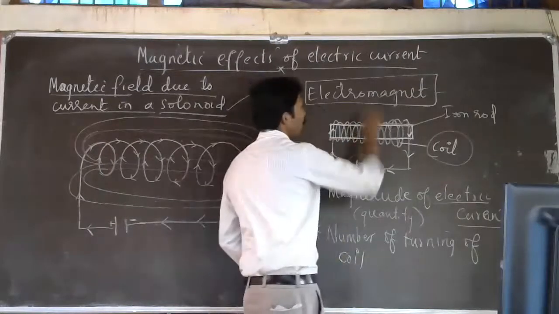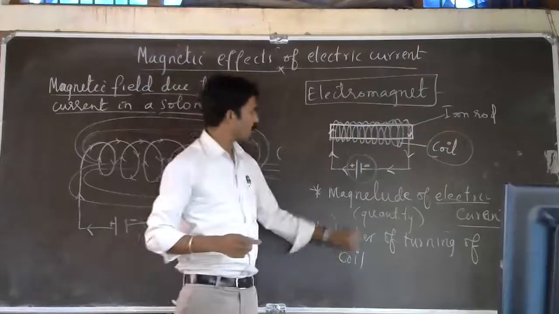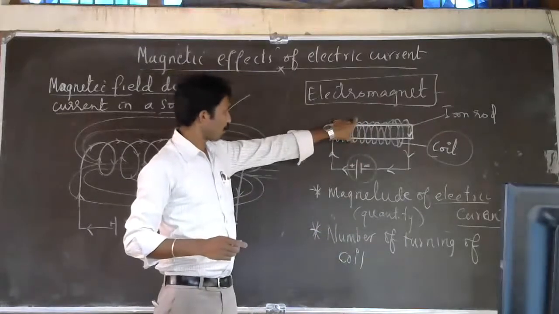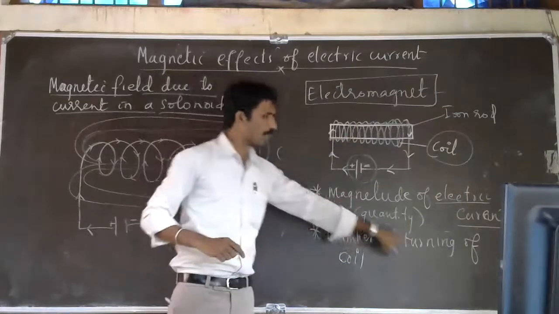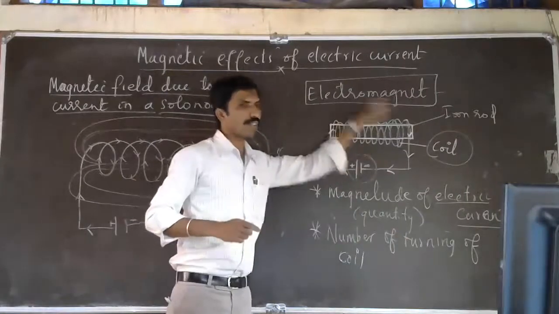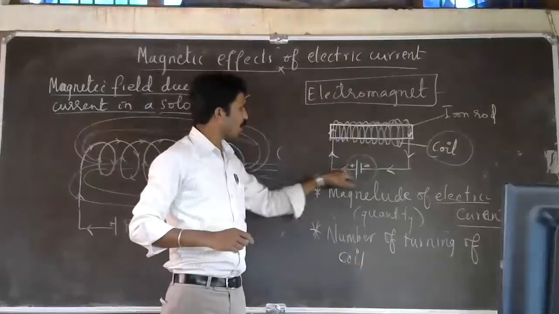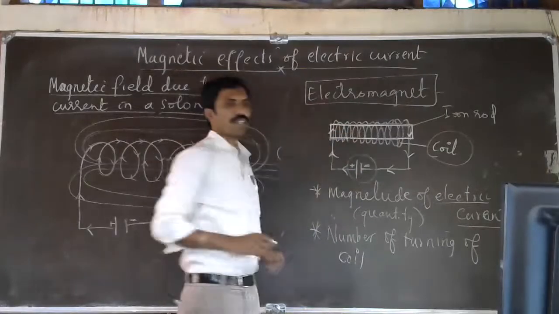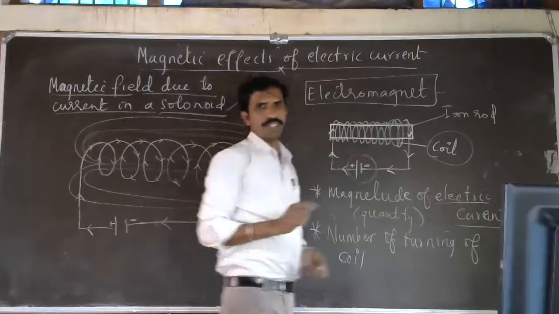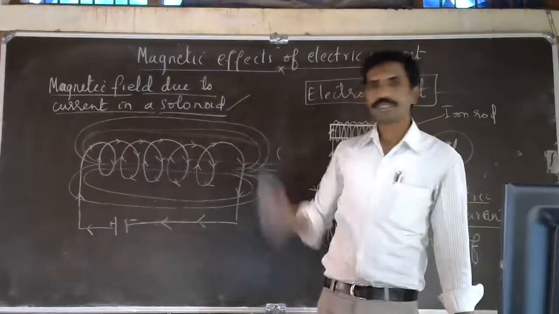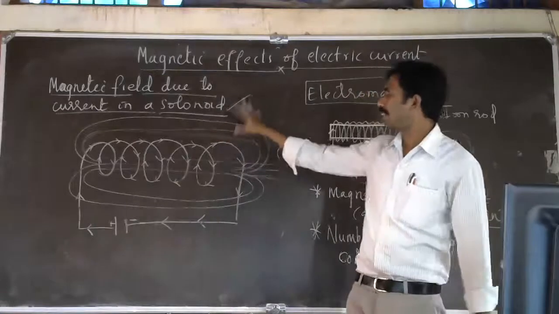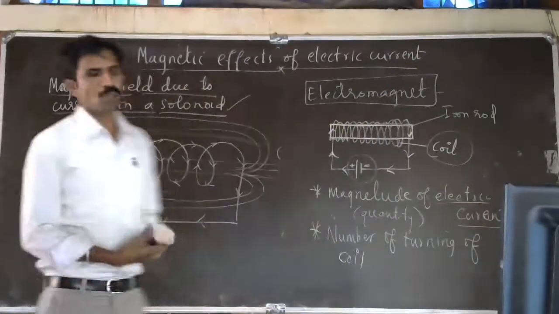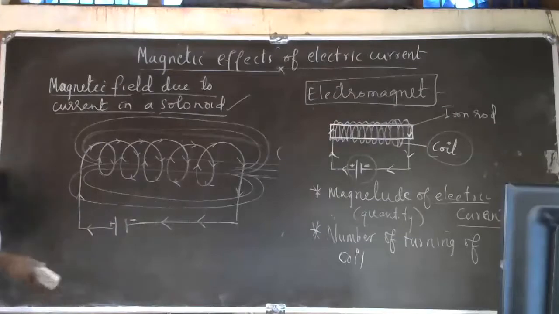This is a coil. How many number of turnings are there? That depends on the power of the magnet. The strength of the magnet depends on the number of turnings of the coil. How much number of turnings are there? On that it depends. And also it depends on how much current you are giving to a solenoid. On that basis, the strength of the electromagnet depends actually. Understood? So this is about the magnetic field due to the current in a solenoid. Go through that. It's given in your textbook. If you don't understand anything or any new word you come across in the textbook, please contact me.